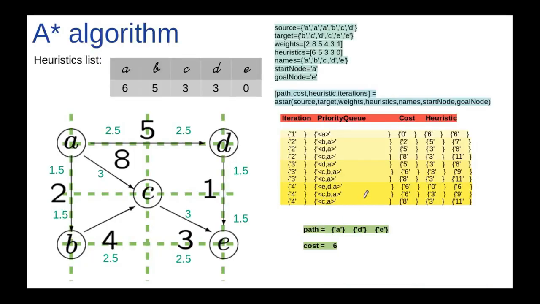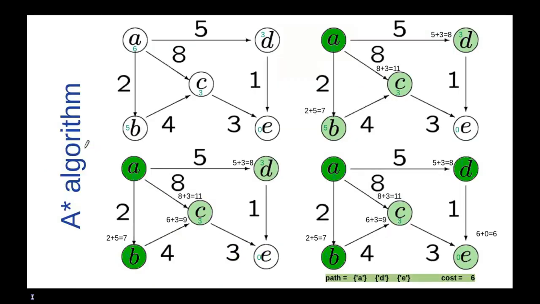So we have a mixture of the previous two methods: the A-star algorithm. The A-star is like using the greedy plus the Dijkstra method. This is the A-star, because it uses not only the weights of every edge, but also the heuristics list. So let's have a look at how it works.